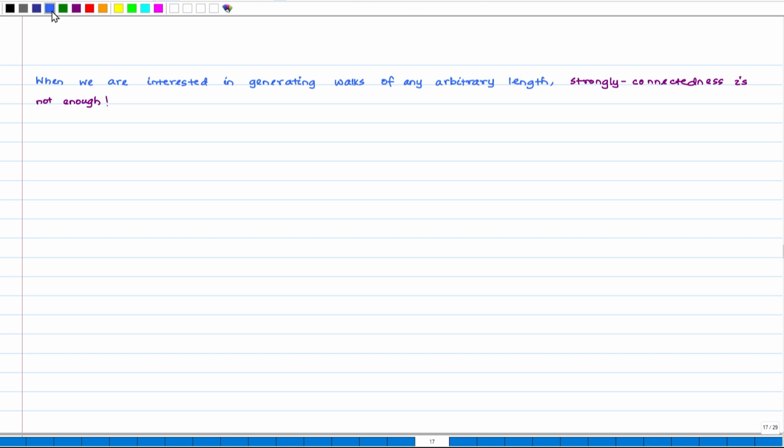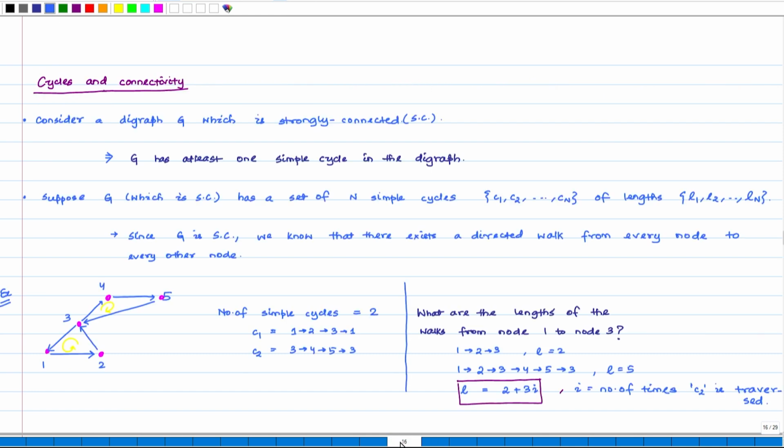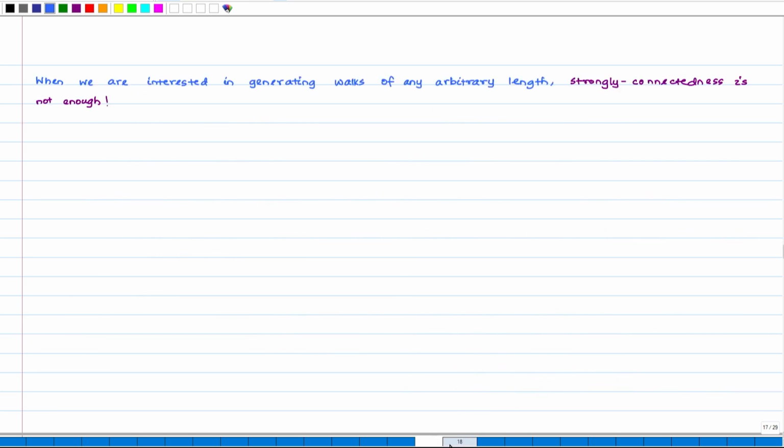So, now the question is, what more does the digraph need so that we can actually start generating walks of arbitrary lengths? Or let us simplify the question to the particular example that we saw here. Now, is there a way in which we can actually modify this particular digraph, the one shown here, such that we can start generating walks of desired length? So, the answer is yes, it is possible to do that. So, let us see how we can do that.